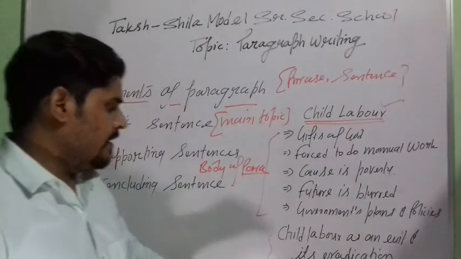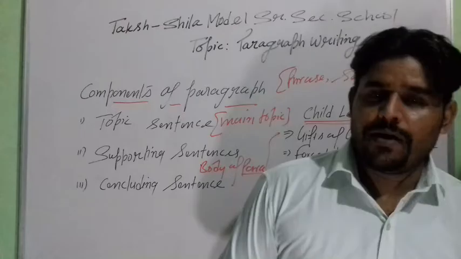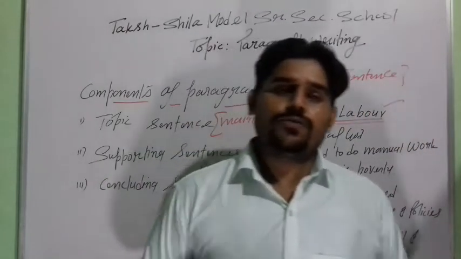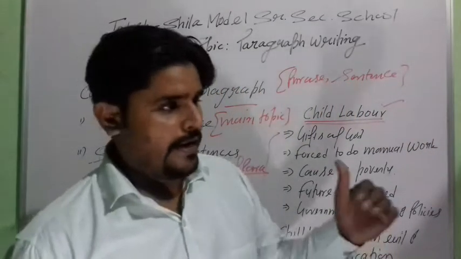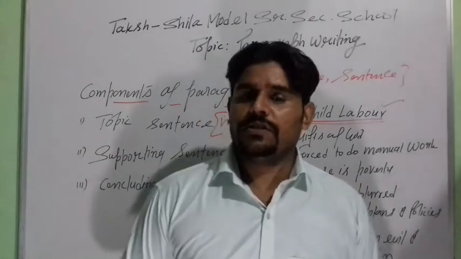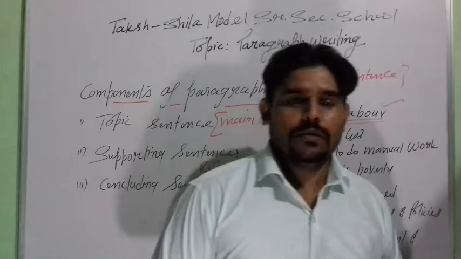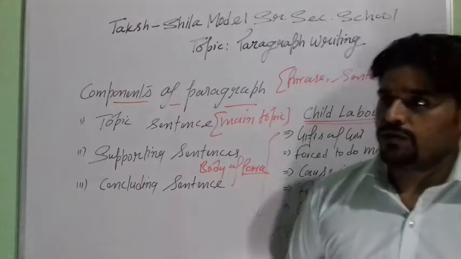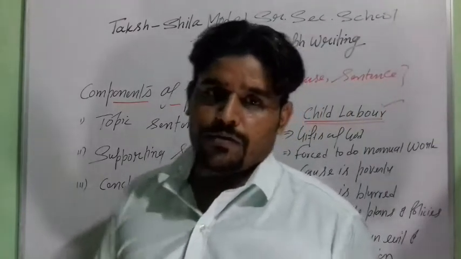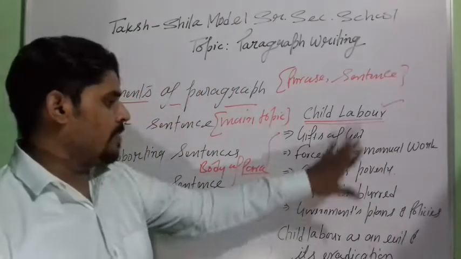Now we have the next point, government's plans and policies. Once you have written all these things in your paragraph, then you need to tell how government has taken action. Government has taken some initiatives, and what plans and strategies they have made for the upliftment of the children, especially those children who are thrown into the pit of child labor. So this is how you need to expand these points.